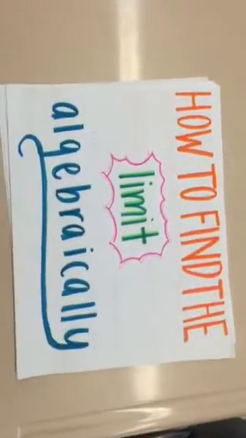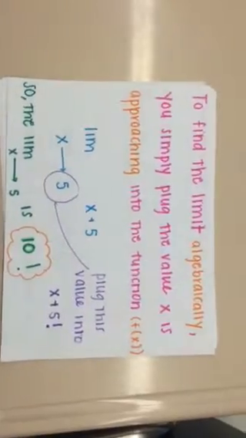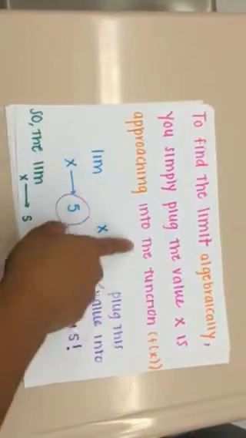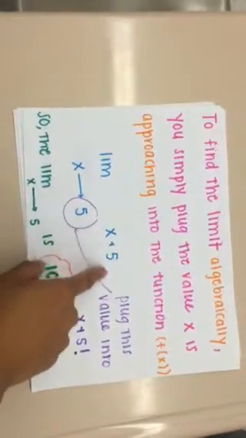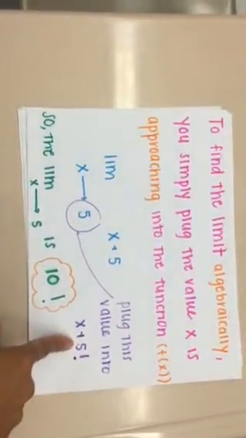Another way we can find a limit is algebraically. To find the limit algebraically, you simply plug the value x is approaching into the function. So in this problem, the limit as x goes to 5 of the function x plus 5, what you would do is plug 5 into x plus 5. So the limit as x goes to 5 is 10, because 5 plus 5 equals 10.